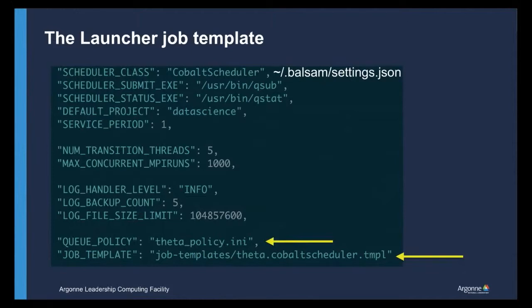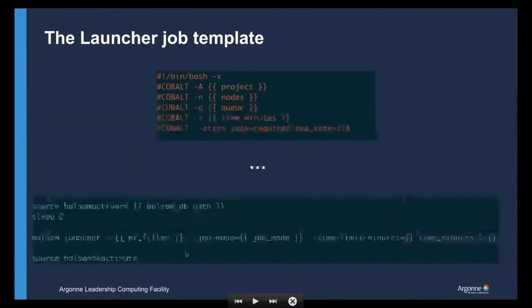This is really largely an automatic process. If you want a little bit more control here, you can look at this job template file. This is created automatically in your home directory. Once you start using Balsam, it creates a .balsam folder in your home directory, and the settings.json points at a job template file that looks a little bit like this.